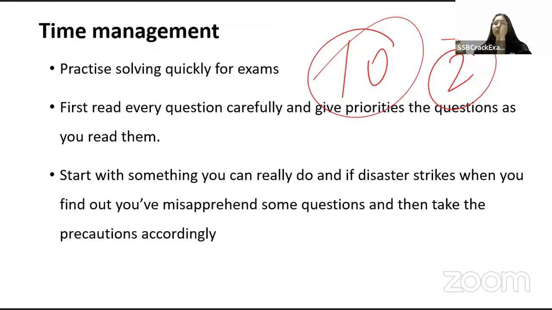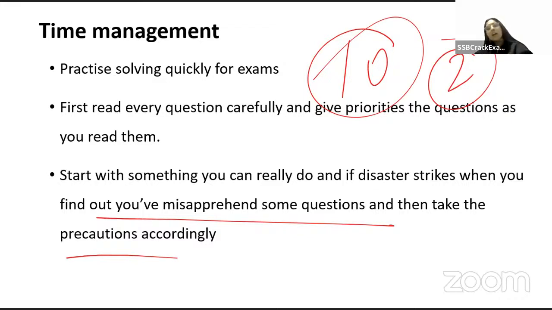ठीक है? तो इसी को बोलते हैं कि टाइम के साथ स्ट्रैटेजी बनाना बहुत ज्यादा जरूरी है. स्टार्ट विथ समथिंग यू कैन रियली डू एंड डिजास्टर स्ट्राइक्स व्हेन यू फाइंड आउट यू हैव मिसअप्रीहेंड सम क्वेश्चन एंड देन टेक प्रिकॉशंस अकॉर्डिंगली. अगेन द सेम थिंग, आपको एक स्ट्रैटेजी होना बहुत ज्यादा जरूरी होता है. इसीलिए मैं कह रही हूँ कि पहले से ही, होपफुली अभी तक भी आपने कुछ क्वेश्चन नहीं सॉल्व किए तो प्लीज कुछ मॉक सॉल्व करके देखिए.